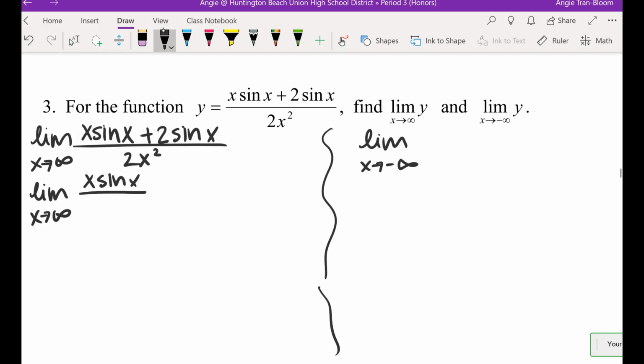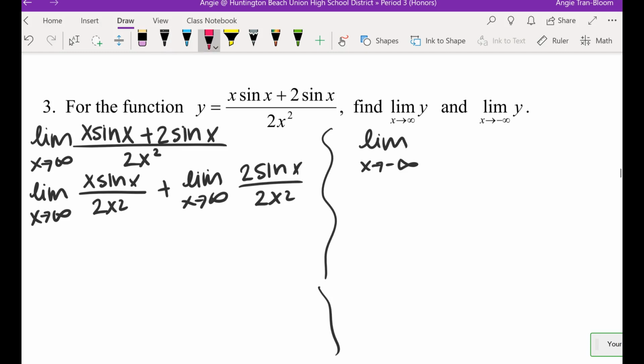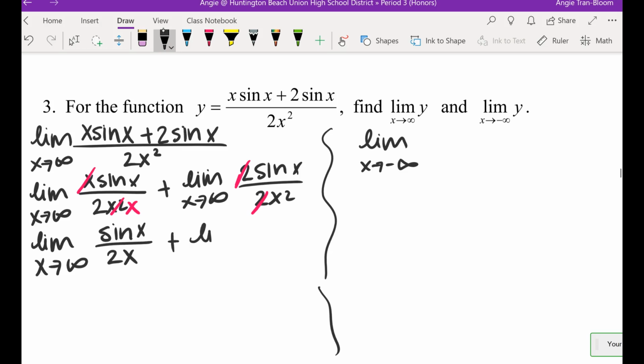Limit as x approaches infinity of x sine x over 2x squared, plus the limit as x approaches infinity of 2 sine of x divided by 2x squared. Now what? Cancel off the x. One x left, and a 2. Good eye. So I'm left with the limit as x approaches positive infinity of sine of x over 2x, plus the limit as x approaches infinity of sine of x over x squared.